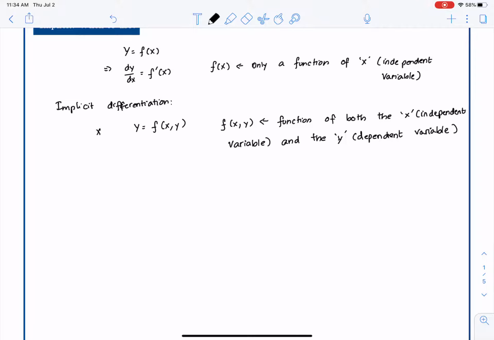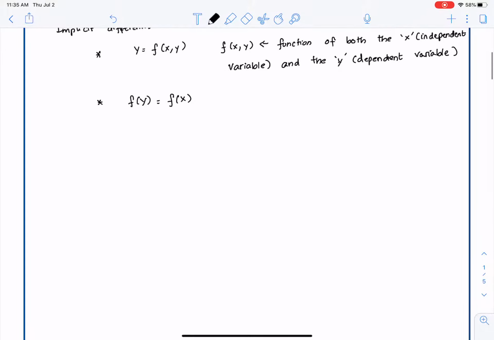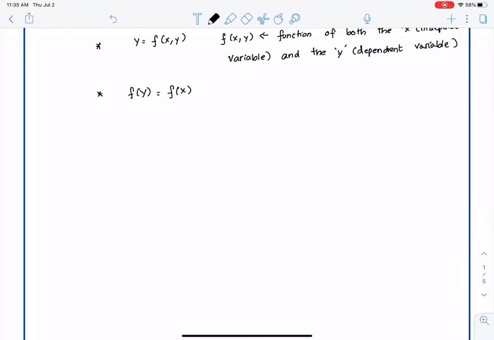The second case is when we have a function of y equal to a function of x. So here we have a function of y and a function of x, where y is the dependent variable, x is the independent variable. So what is the key to differentiating?